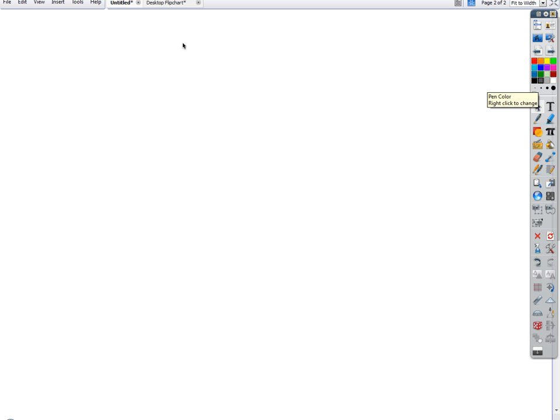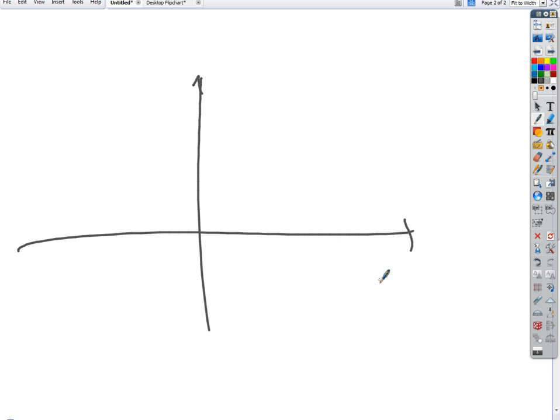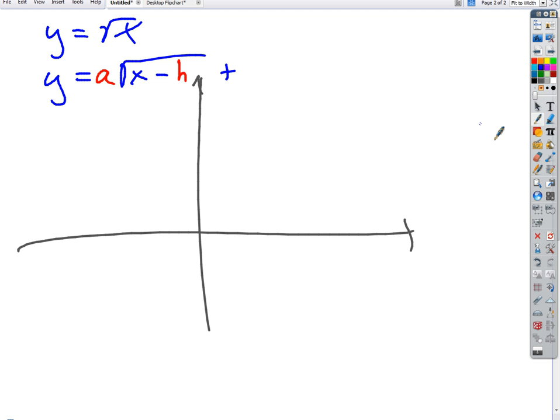What if we want to draw a square root function, but we want to start it up here instead of right there. Okay, this is going to look really familiar, because instead of writing this as y equals the square root of x, we're just going to write it as y equals a times the square root of x minus h, plus k.